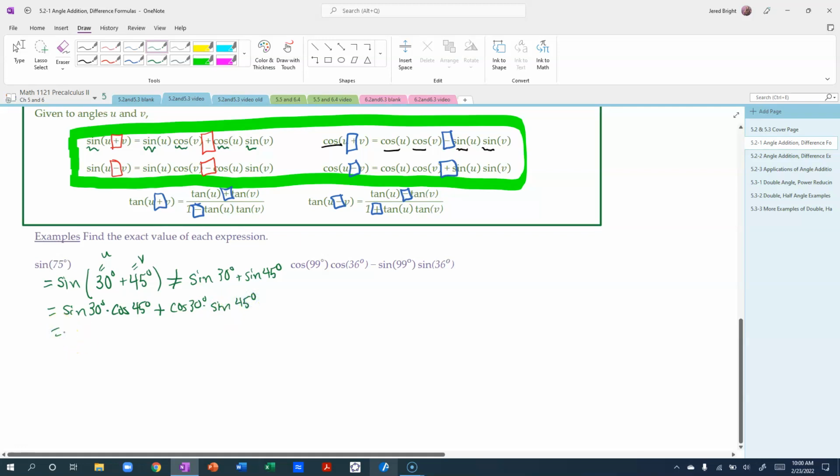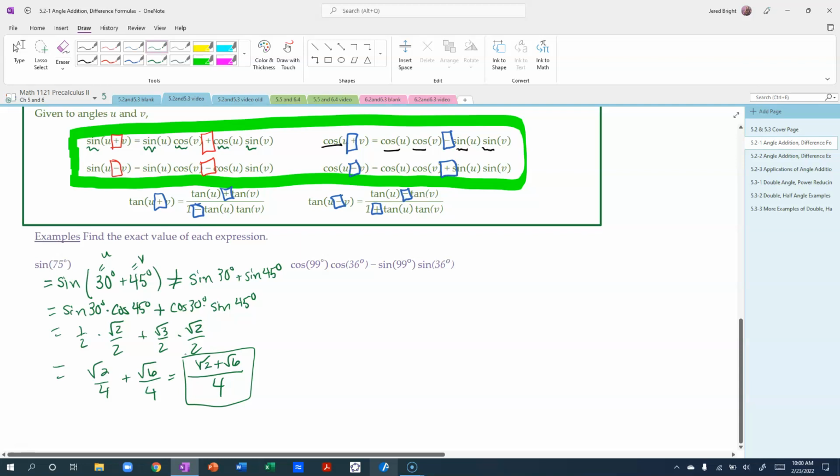And if I number crunch this through, I might need to use my unit circle. Sine of 30 is 1/2. Cosine of 45 is square root of 2 over 2. Cosine of 30 degrees is square root of 3 over 2. And then sine of 45 is square root of 2 over 2. Simplifying, you get square root of 2 over 4 plus square root of 6 over 4. We just commonly write this as square root of 2 plus square root of 6, all over 4.